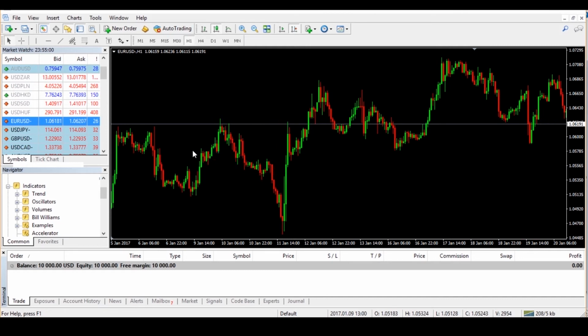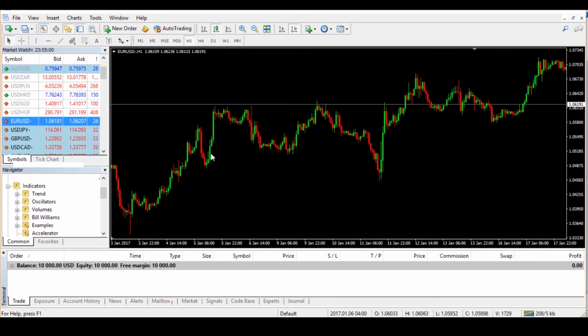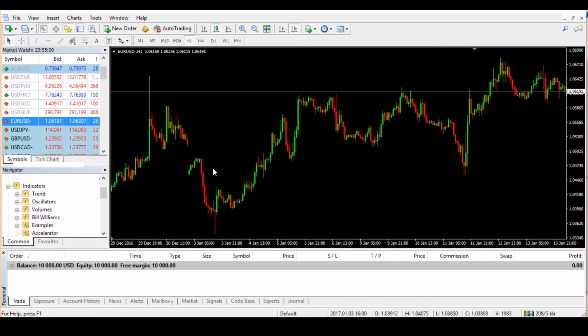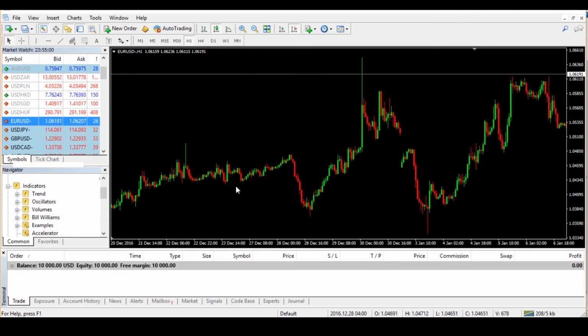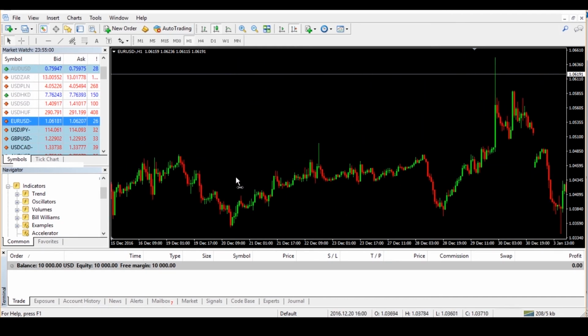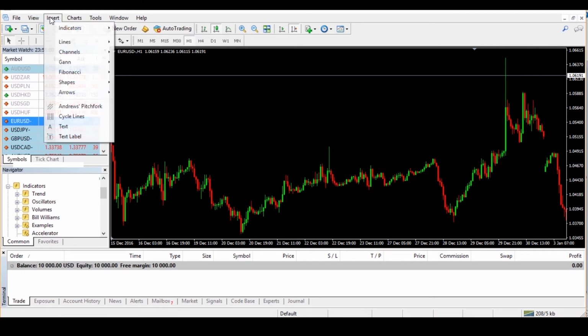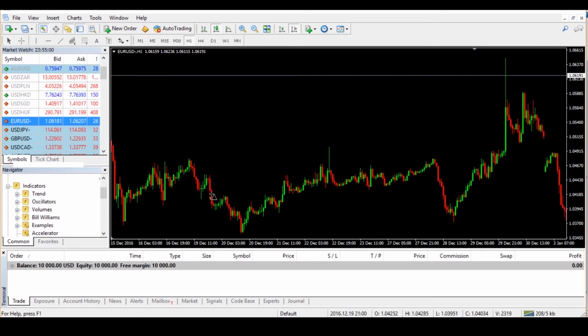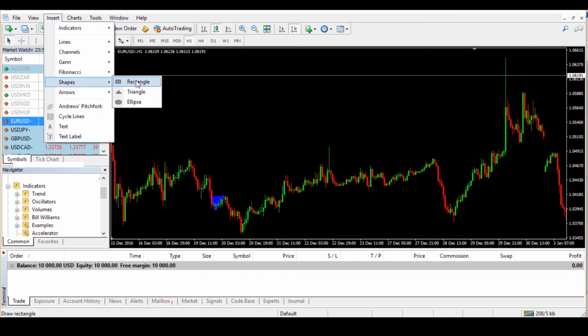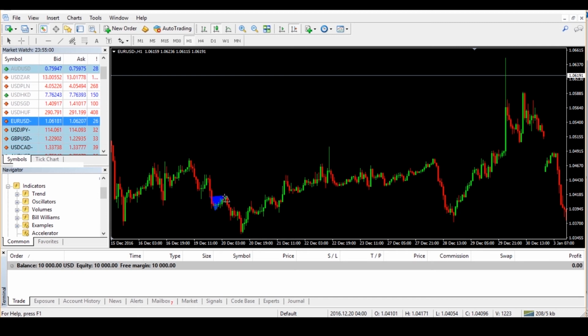Hopefully this time we can find an inverse head and shoulders pattern. There we go, inverse. Now these patterns are popular on certain currency pairs. So you'll find that they work better on certain currency pairs than others. So your job is basically to find those currency pairs and then trade them.